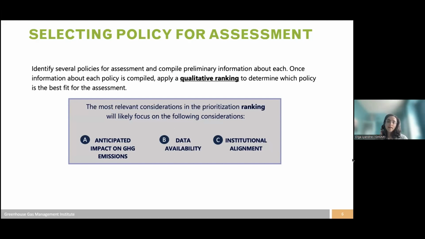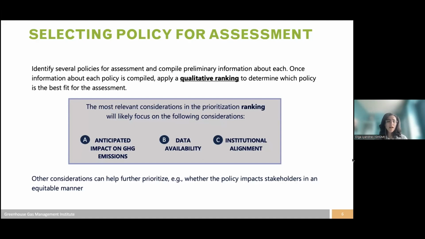And then the third factor is institutional alignment. So if this is a policy that is of high priority and interest to the government, and ministry resources are allocated to its implementation, it's more likely that the data will be available, and it will be easier to collaborate and coordinate with the team that's implementing the policy for the assessment. Other considerations can also help prioritize. For example, whether the policy impacts stakeholders in any particular way can be used to further help determine which policy should be selected for assessment.